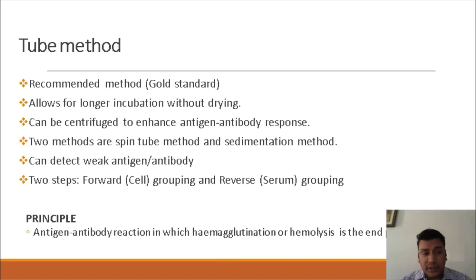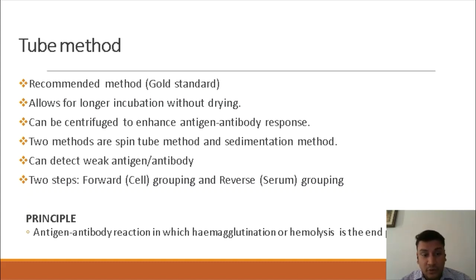Moving on to the next method, the tube method. This is the recommended gold standard method, which is used for blood grouping in most of the blood centers. It allows for longer incubation and has no drying effect, and therefore gives better results. Also, the test tubes can be centrifuged to enhance the antigen-antibody interaction.